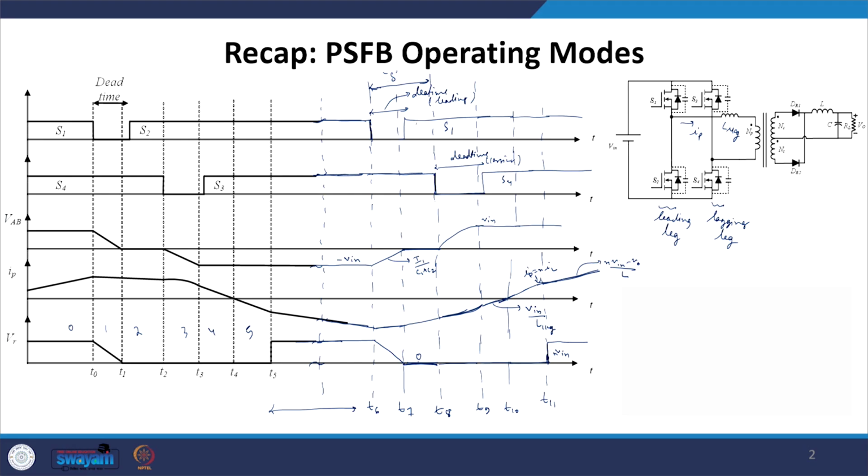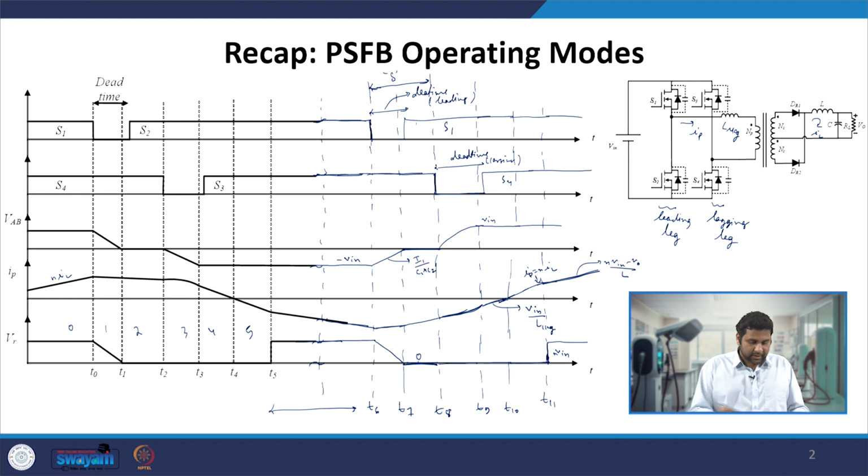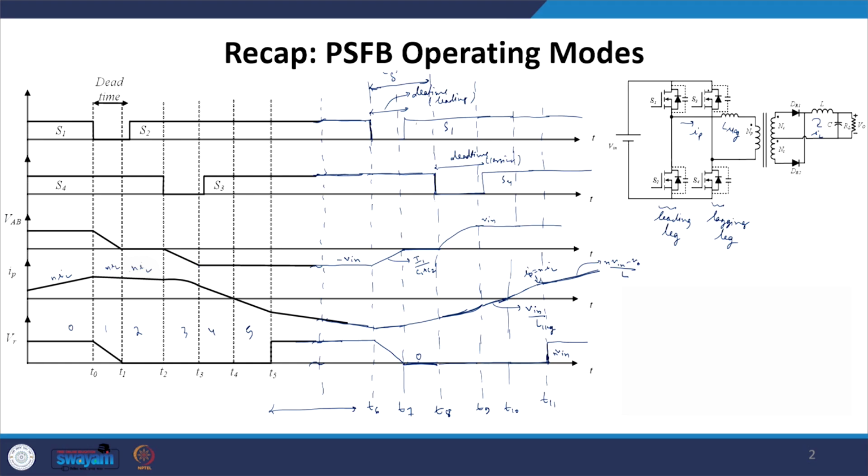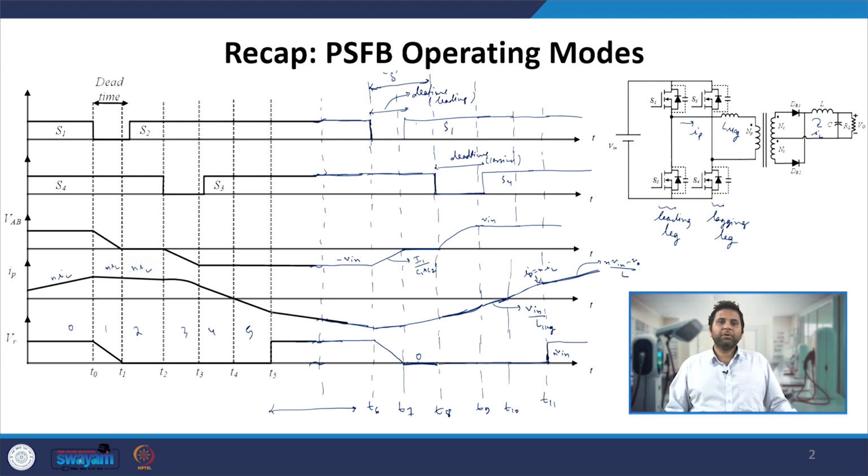Now we have seen the primary current, which is nothing but N IL, the reflected part of the inductor current. In this part again it is N IL, and in this period the IP is determined by the resonating of the leakage inductance with the lagging leg switch capacitances. After that, the current falls and does the zero crossing, and keeps going in that way.